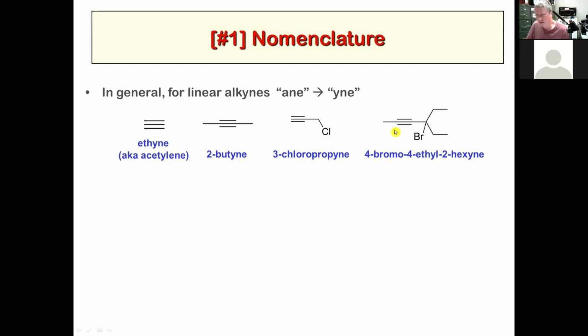Here the first thing we decide is to number left to right. On the left, 1, 2, 3, 4, 5, 6. And when I build these names, I always build them right to left. If I was doing this like an exam problem, I would first write 2-hexyne.